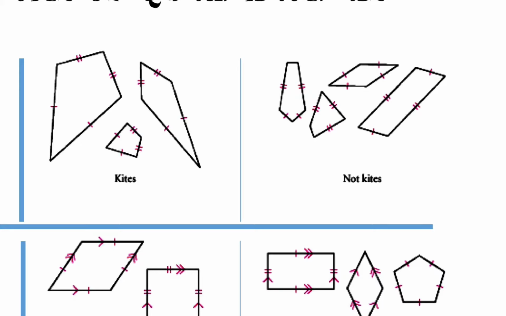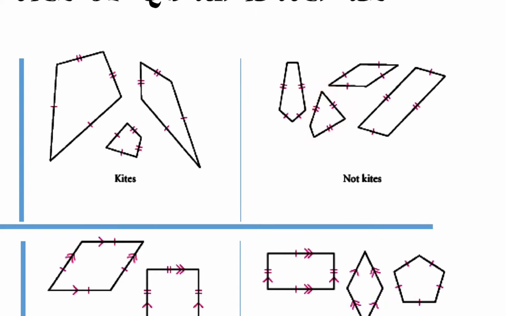Kites will be our next special quadrilateral that we look at. So these are all examples of kites. Be careful, these don't say that those sides are parallel, they say that they're the same length. So in each of those examples of kites, there are two pairs of congruent sides. So let's look over here at these not kites. What makes this one not a kite? Well, we have two pairs of congruent sides, but we have this fifth side, so it's not a quadrilateral.